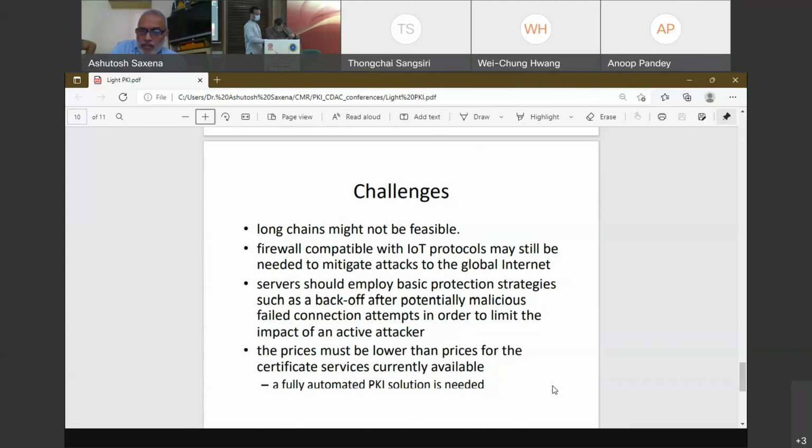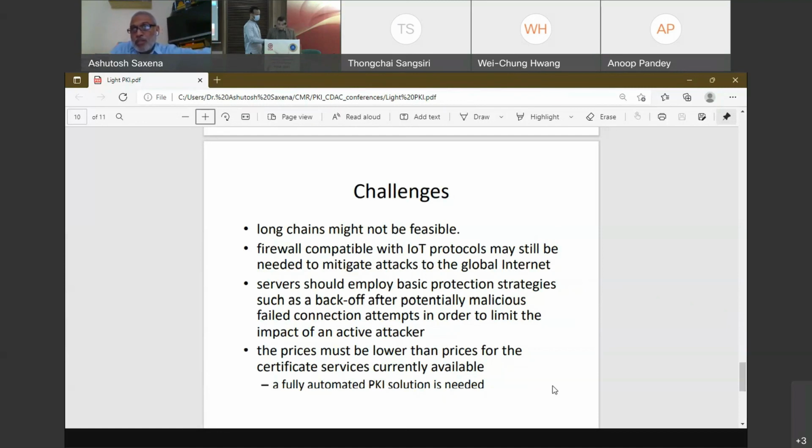Some of the firewalls also need to be compatible with IoT, as in the example I gave of smart homes with my milk vendor and the fridge talking to each other, and the server deployment should employ the basic protection strategies. So many things can be there, and definitely the price must be lower than the price of the certificates which are currently available.